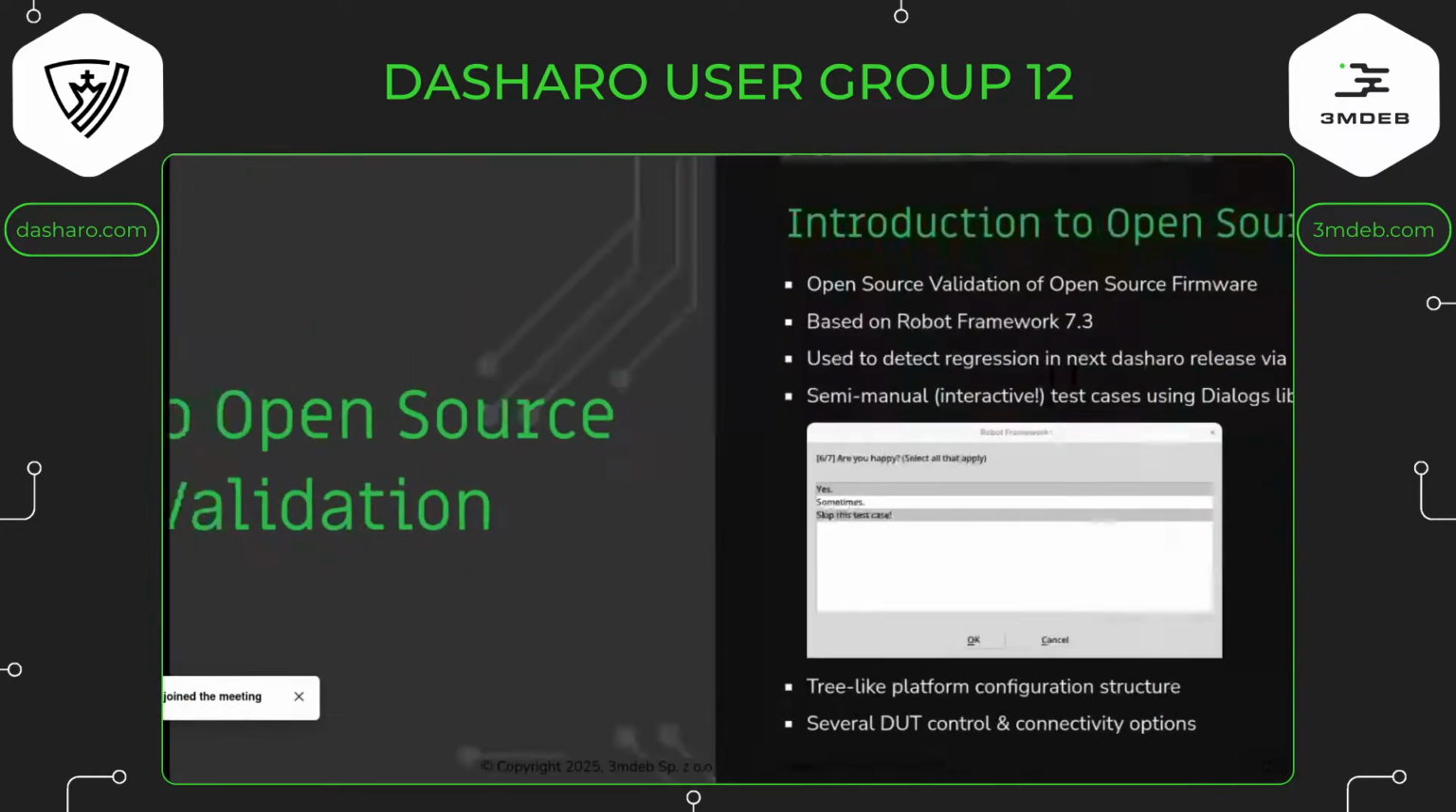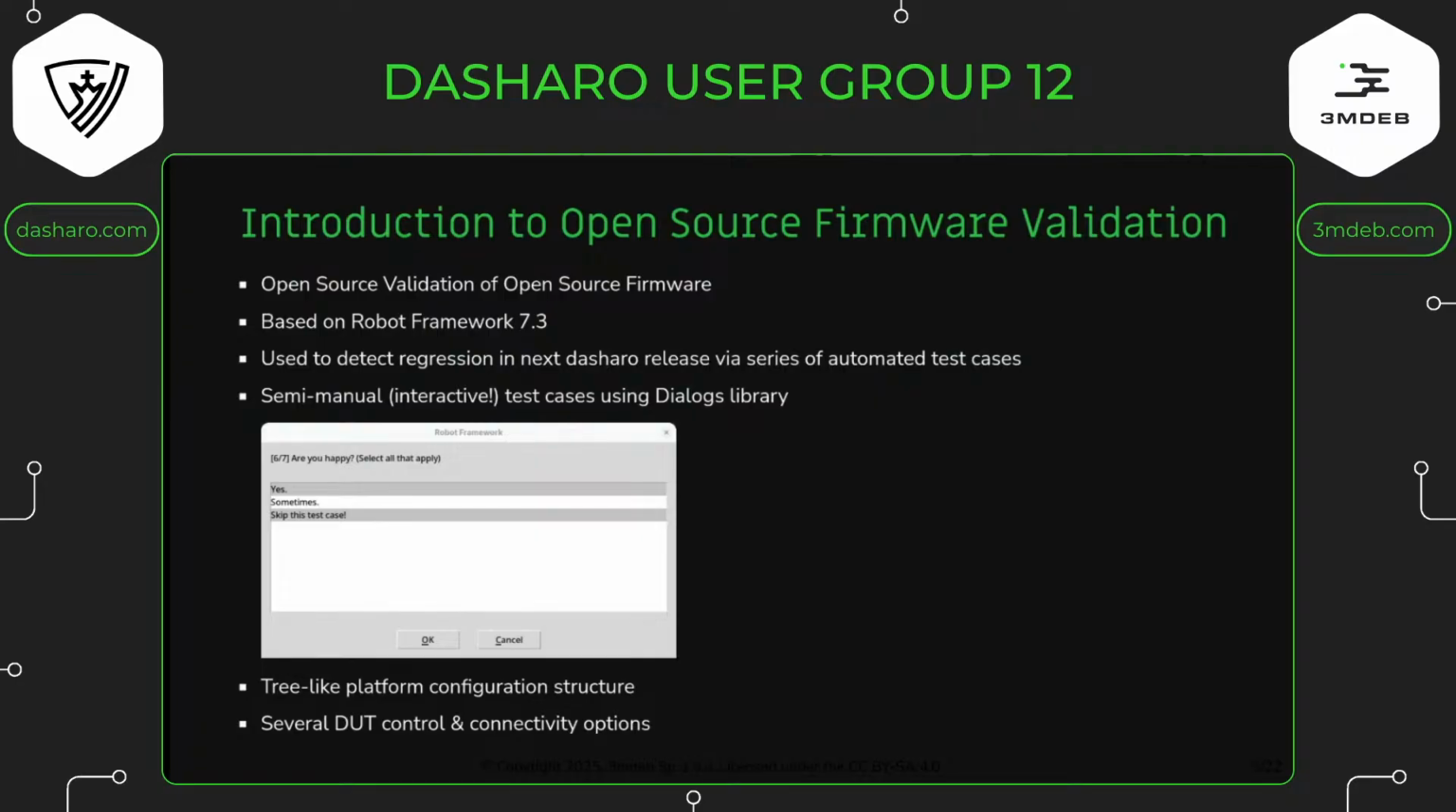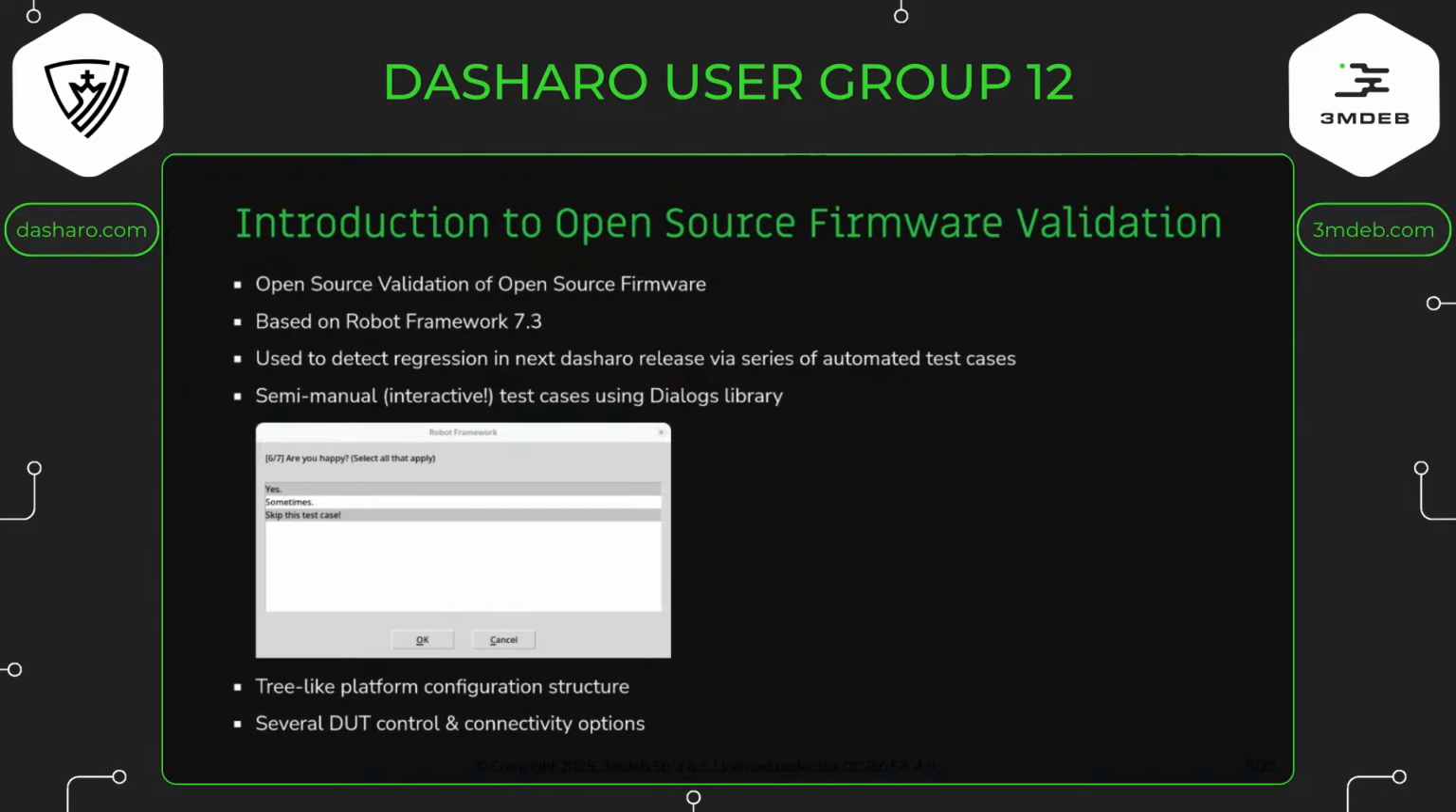Introduction to open source firmware validation. Open source firmware validation is basically our most important validation environment for Dasharo firmware, plus some other components. It's based around Robot Framework, and it's updated to 7.3, but it already contains some changes. This is our fork of Robot Framework. We're using it to detect regressions in next Dasharo releases, and it contains mostly automated tests, plus some semi-manual interactive tests using the Dialogs library.